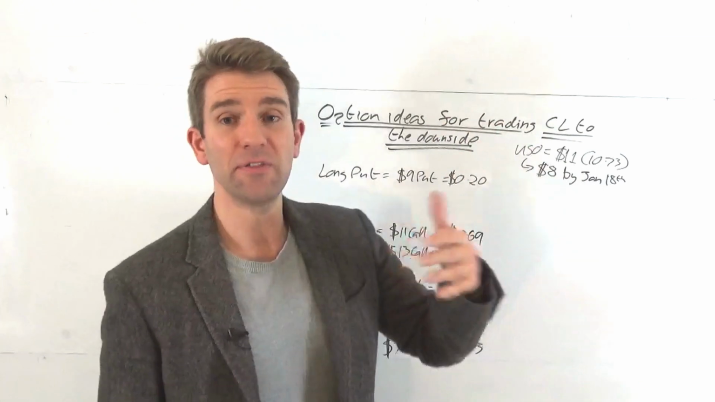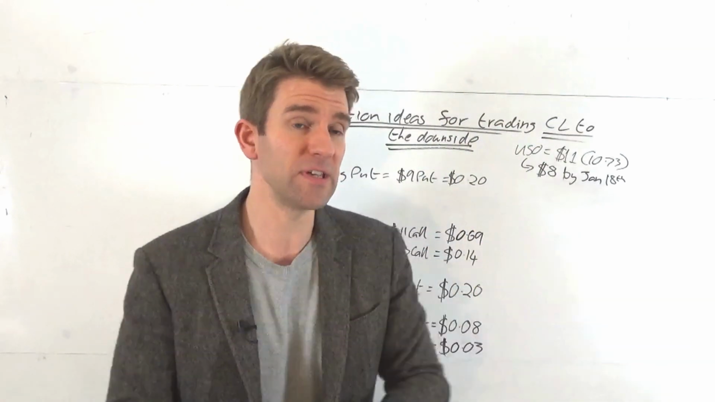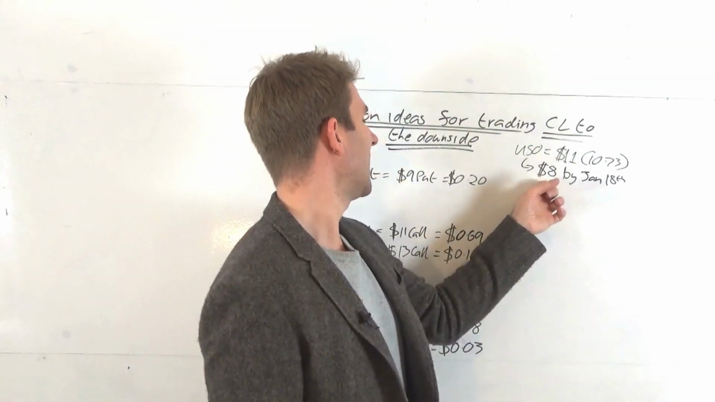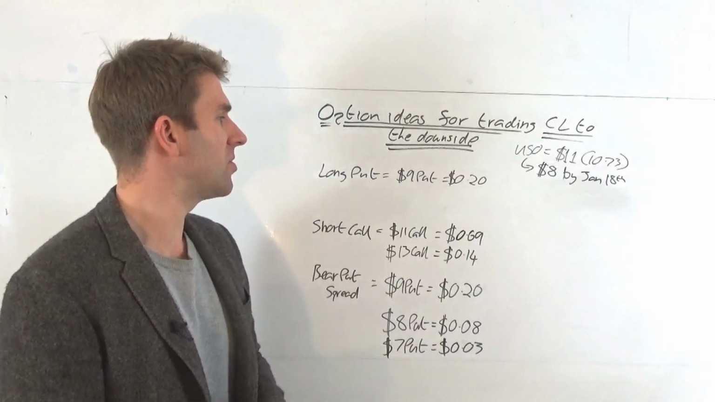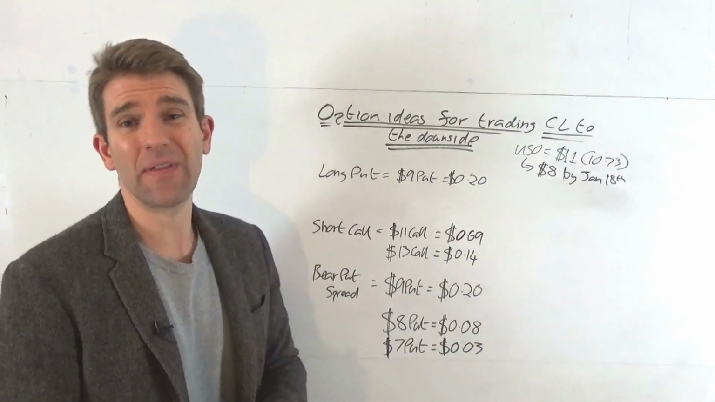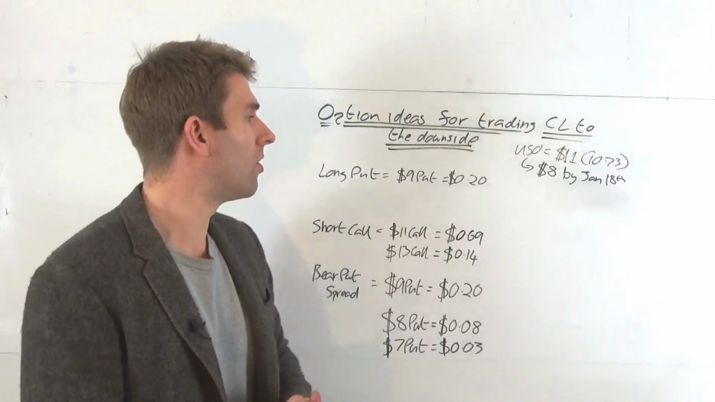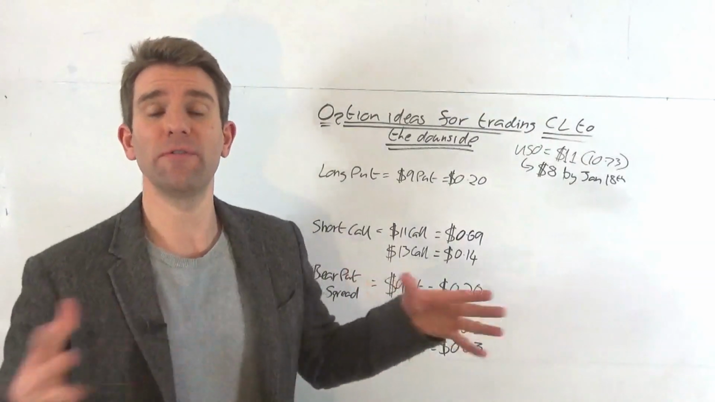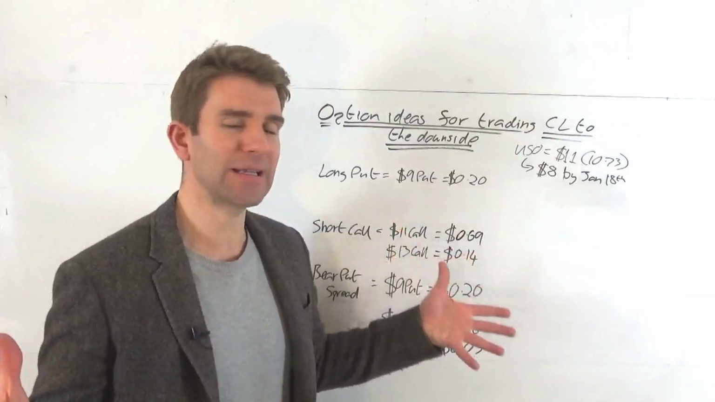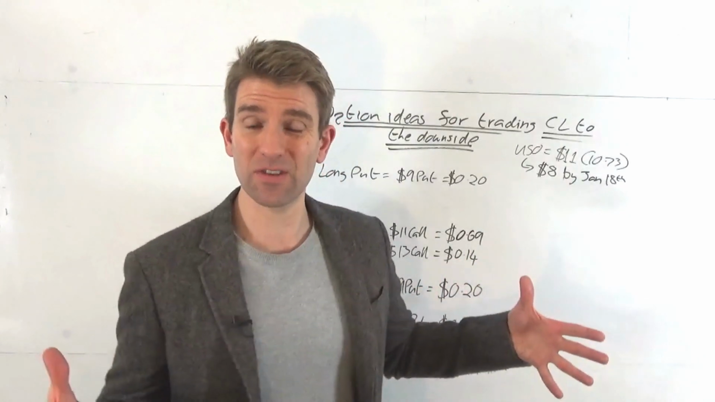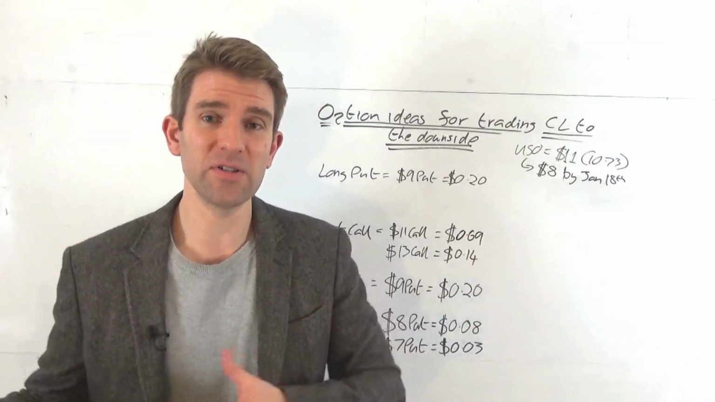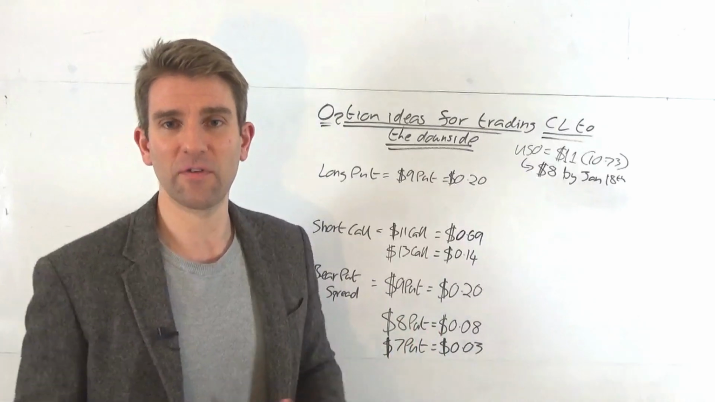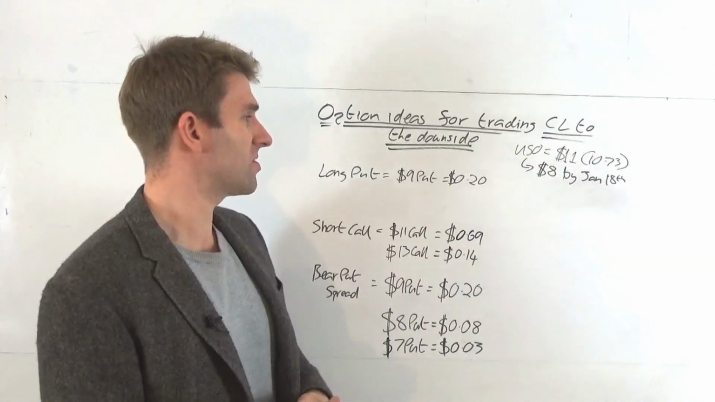My hypothetical thesis is that we're going to go to $8 by January the 18th, and that happens to be the expiry date of the option. We could go further out, we could go closer, but let's just pick that and think that we're going to squeeze in through the end of the year, and New Year's going to continue. That's our hypothesis. So let's look at some of the things we could do.